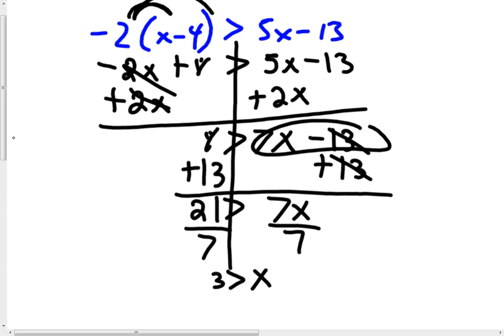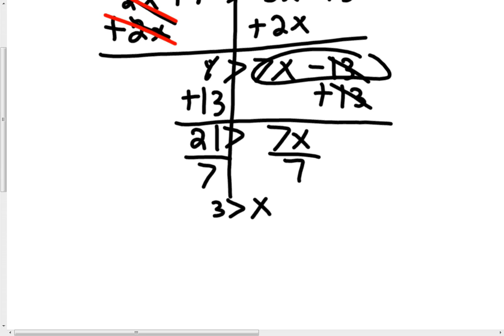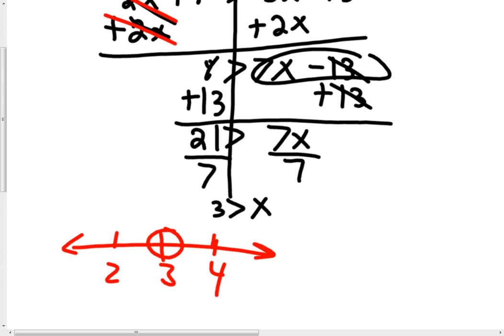This is one way to do this. She chose to deal with those 2 and get rid of that. She ended up with 7x on this side. That means that her x is going to be on the right-hand side. How many of you ended up with the x over here? Did you get 3 greater than x? If you graph that, it will look like this. We have to use an open circle.